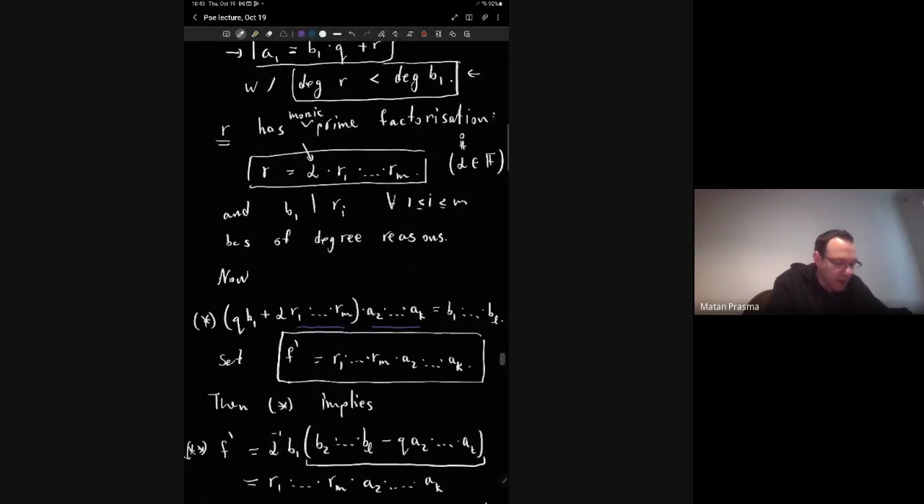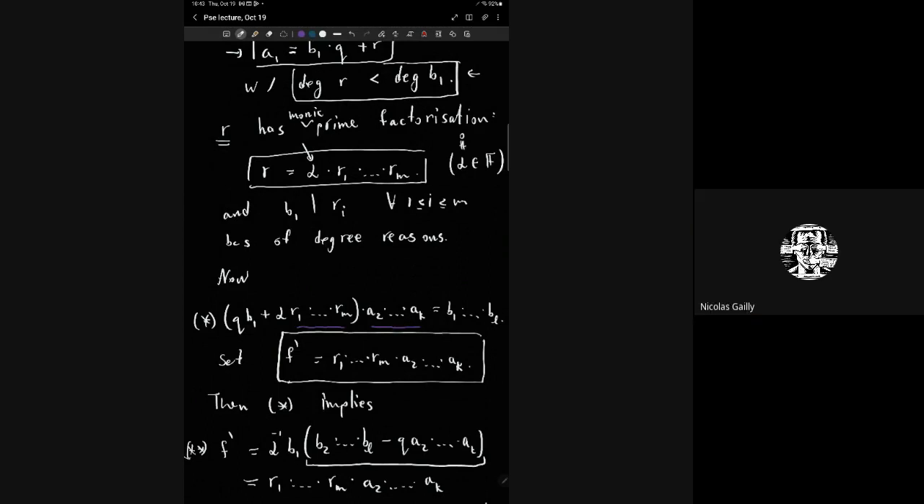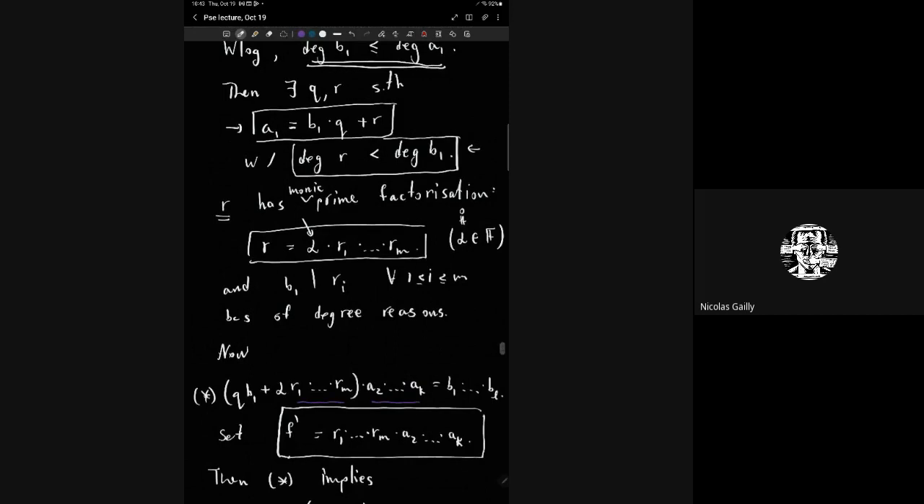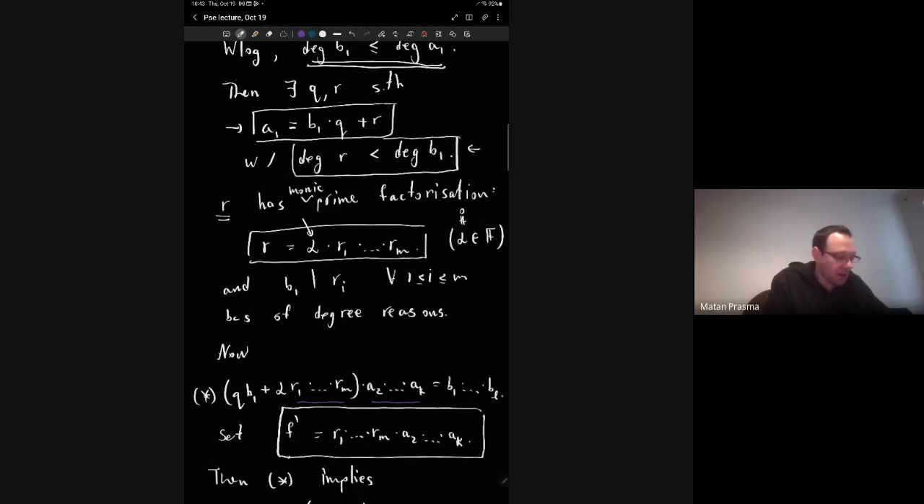Sorry, can you go again? Why can you write R such as this? I mean, we said that the existence you can always. If R is not monic, then let's say alpha minus 1 times R is monic for some alpha, namely the alpha appearing in the coefficient of the top monomial of R, right?